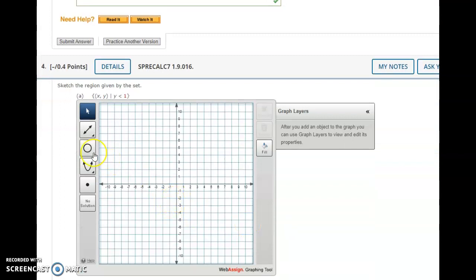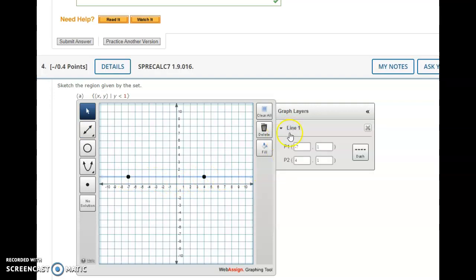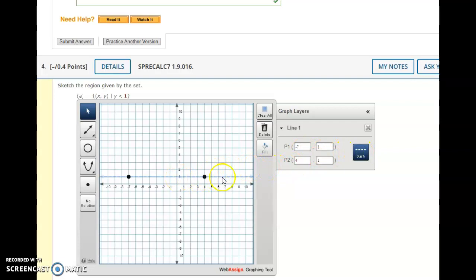For this one, this is y is less than 1. So another horizontal line at 1. So I'm going to use this, and I'm going to make a horizontal line at 1. Now, for this line, I'm going to pull open this menu here, and I'm going to hit the dash. Why is the dash here? Because it's less than 1.